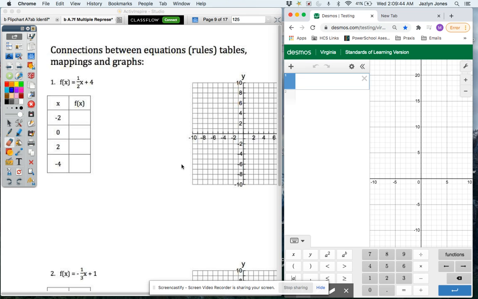Hello. So for this assignment, you'll need the Desmos, Virginia Testing Standards of Learning, Desmos, and then you'll see the assignment just like this on your class kit.